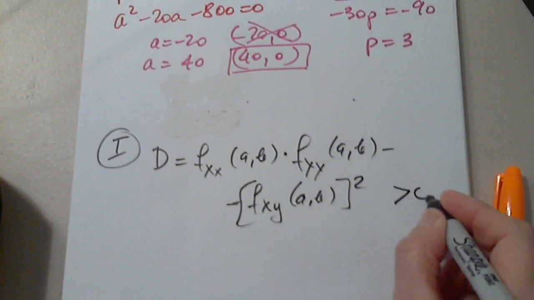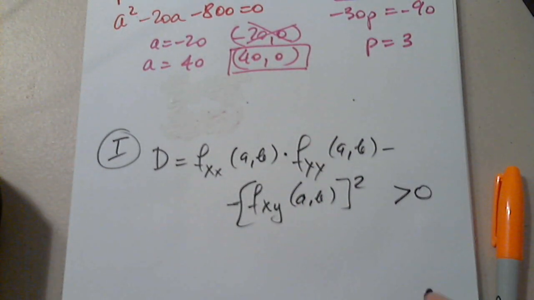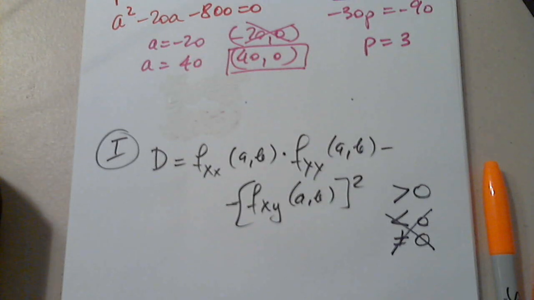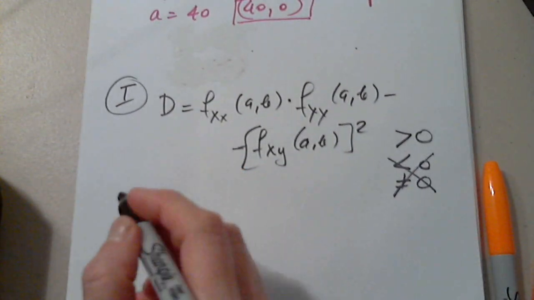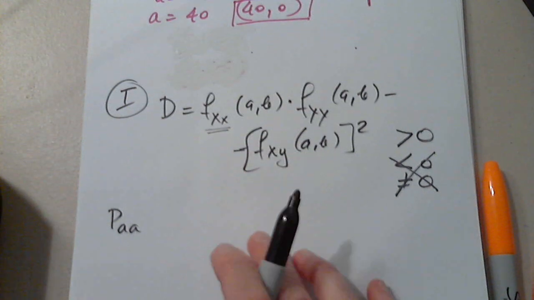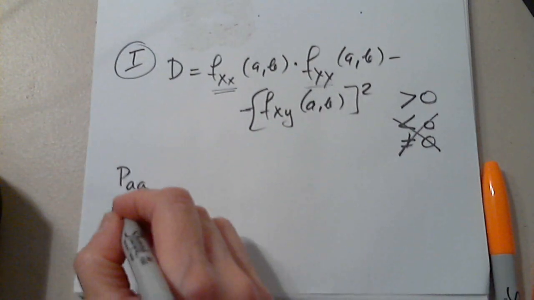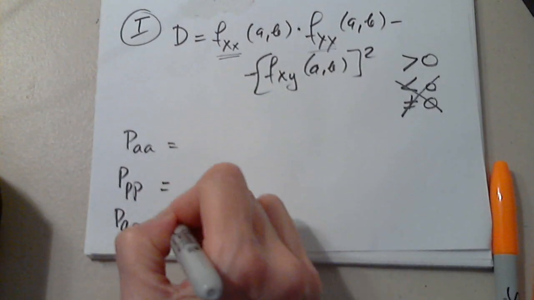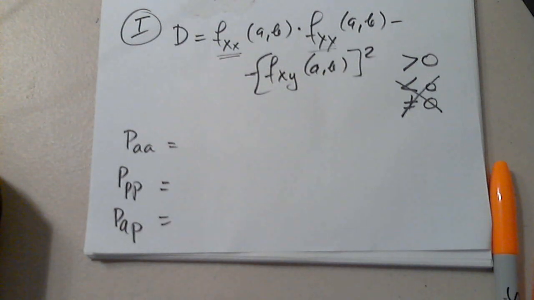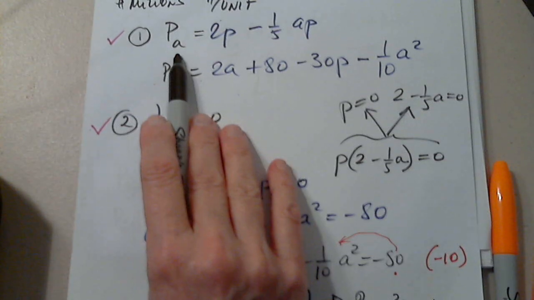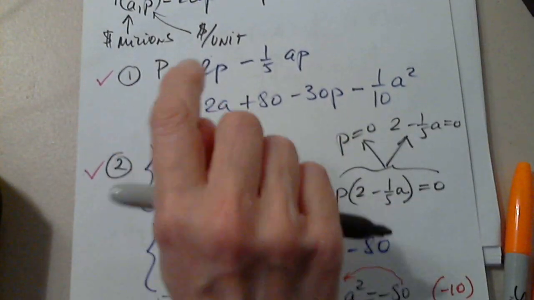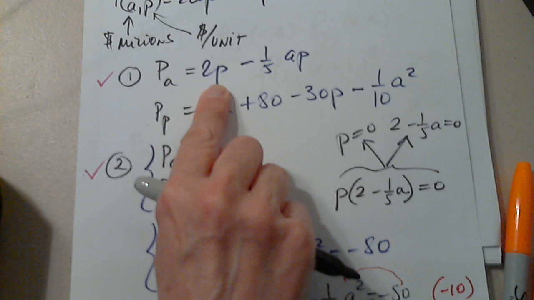If this number is not positive, then there is no max min. Because if it is less than 0 or it is equal to 0, these situations are not max min. Only if this number is positive. So now we have to calculate something called PAA. That's the PAA. PYY, which is in this case PPP, okay? And this one, which is PAP. So let's determine them and go back to the function. So I have PA, but now I need to determine PAA. So let's differentiate this with respect to A only. What do we get?